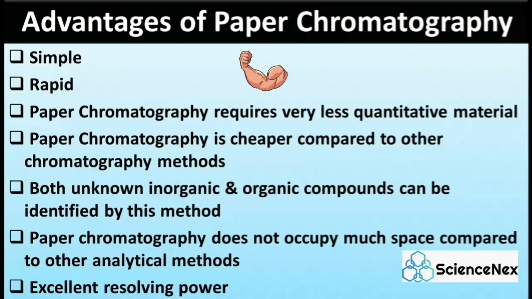Advantages of paper chromatography. Simple, rapid. Paper chromatography requires very less quantitative material. Paper chromatography is cheaper compared to other chromatography methods. Both unknown inorganic and organic compounds can be identified by this method. Paper chromatography does not occupy much space compared to other analytical methods. Excellent resolving power.